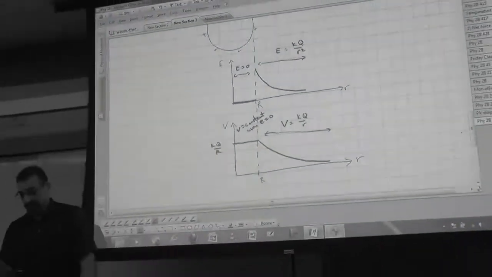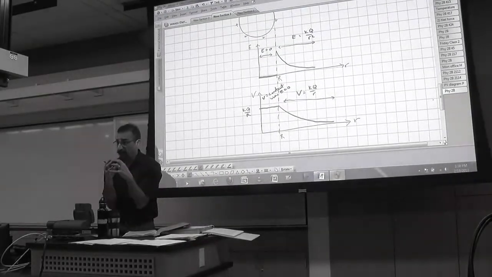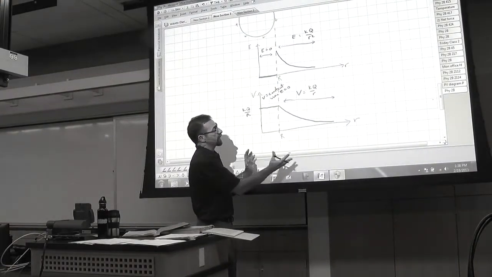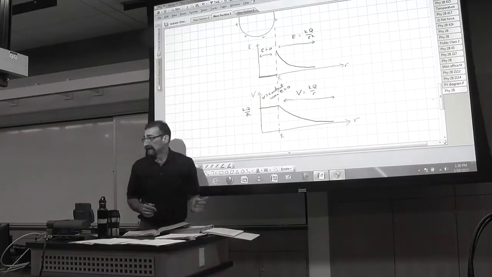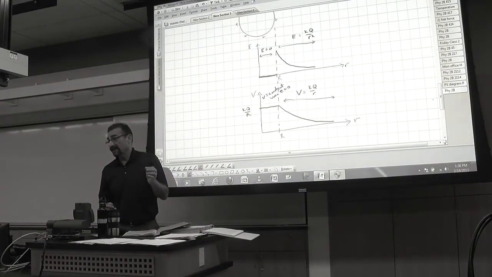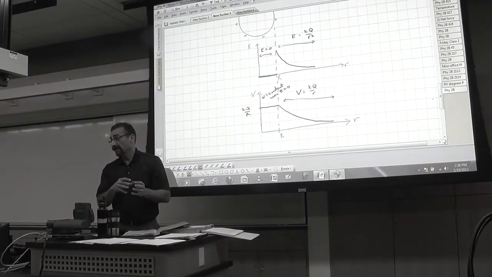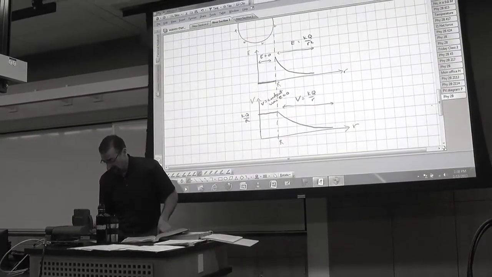So you can see if I chose a smaller sphere now, and I did the same exercise again, what would the potential be on the surface? I put the same Q on a smaller sphere. What would the potential be at the surface?